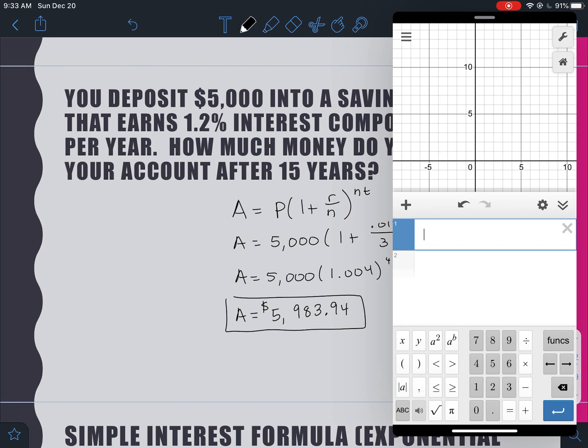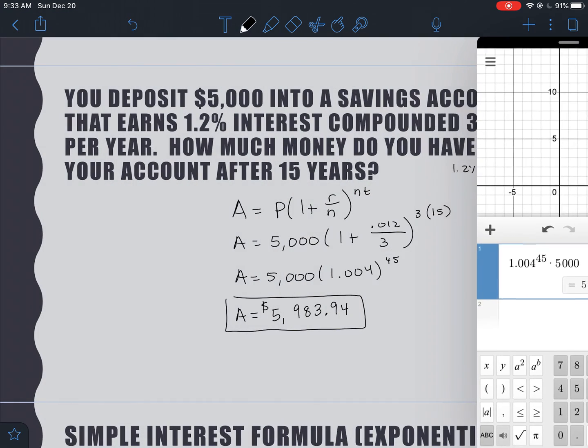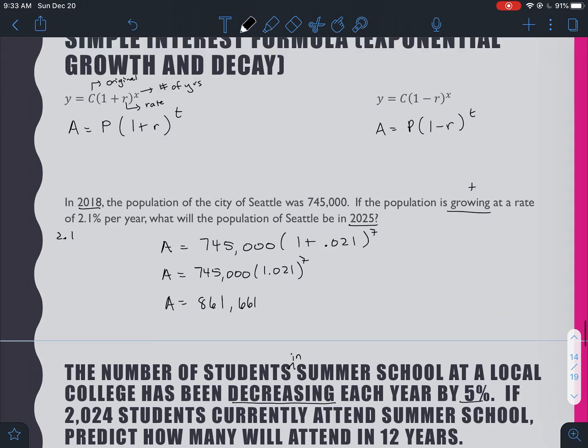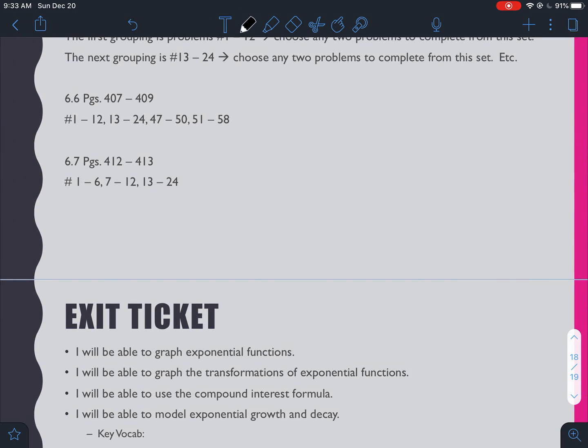And I just want to go back up to this one and make sure that I put all of that math in right. And we got 1.004 raised to the 45th power, and then times 5,000. Yep, okay, everything looks good. That just seemed like too little amount of money.